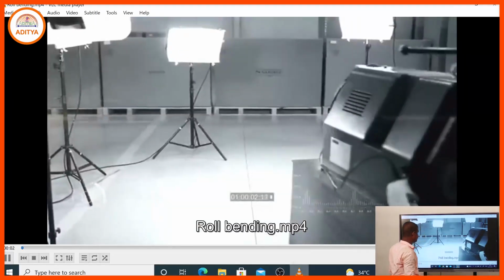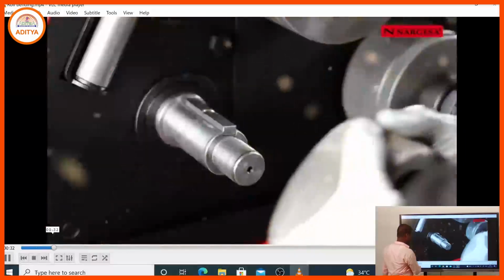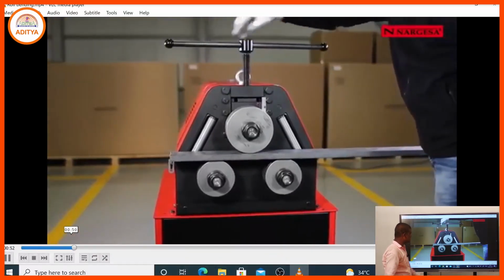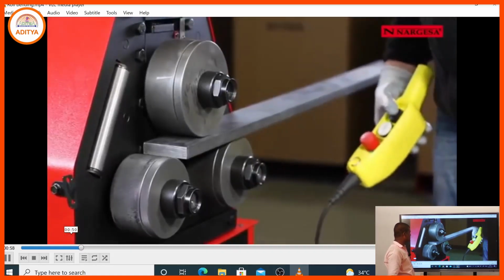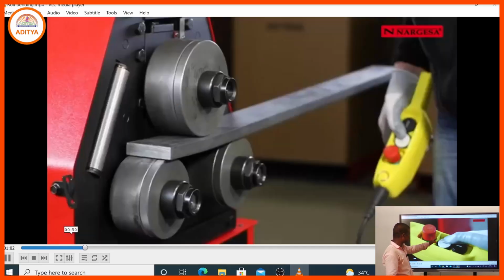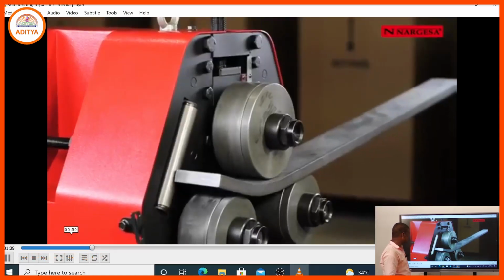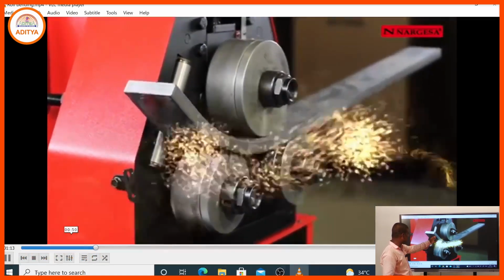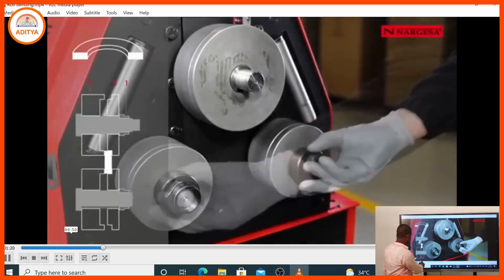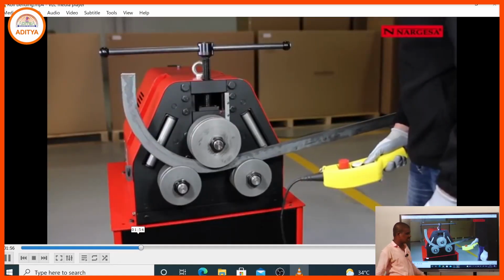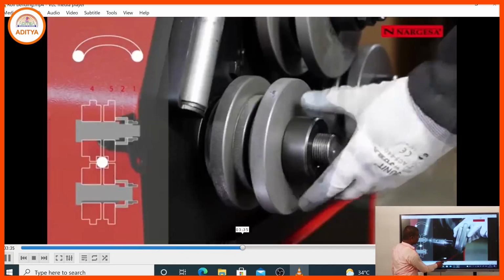Roll bending operation. There are three rollers. We keep the bar-type rods, rectangular bars, on those three rollers. We adjust the rollers, then we pass the rectangular bar through, and that type of rolling takes place in that operation. That is called the roll bending operation.